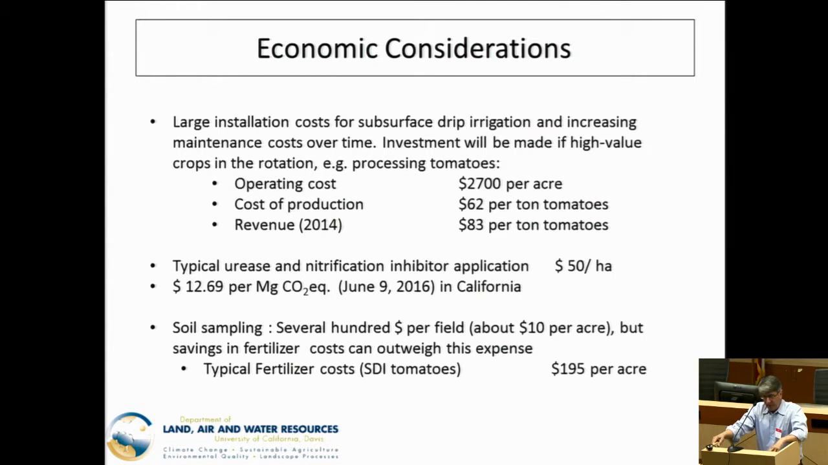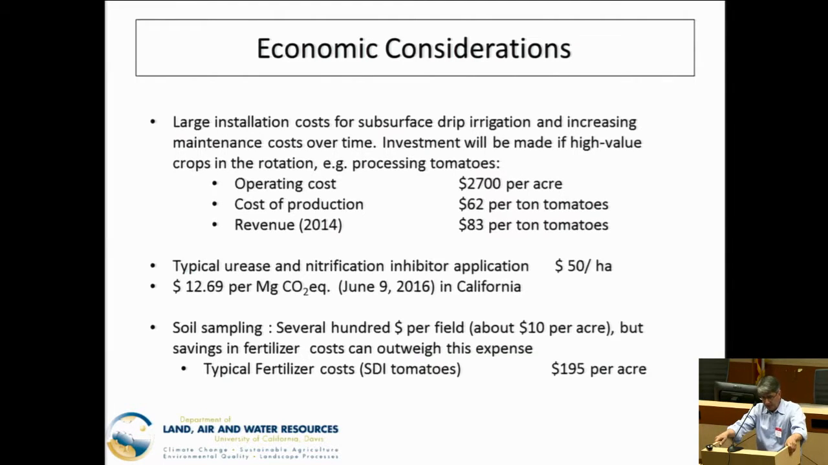Regarding installing the drip irrigation, I have some numbers from a study that came out last year. So if the installation costs of the drip system are amortized over the life of the drip system, then the operating costs are about $2,700 per acre. So right now that's still very favorable for tomato because the price of tomato is good, but production costs are already $62 per ton of tomatoes. So it will only work for high-value crop, as I said before.